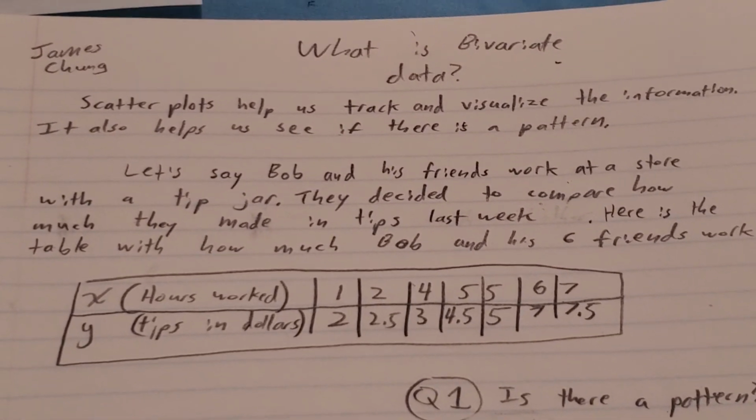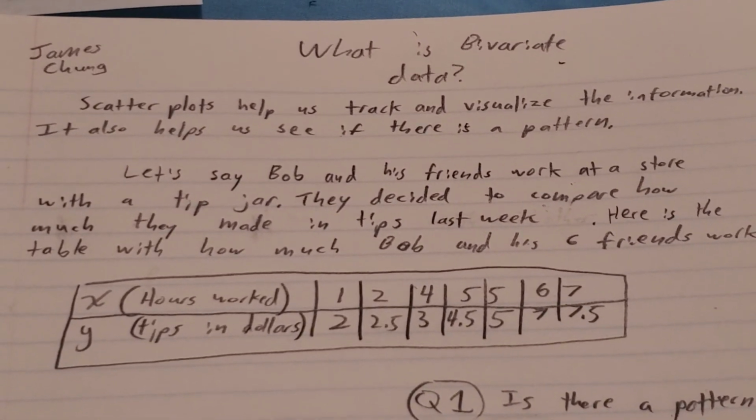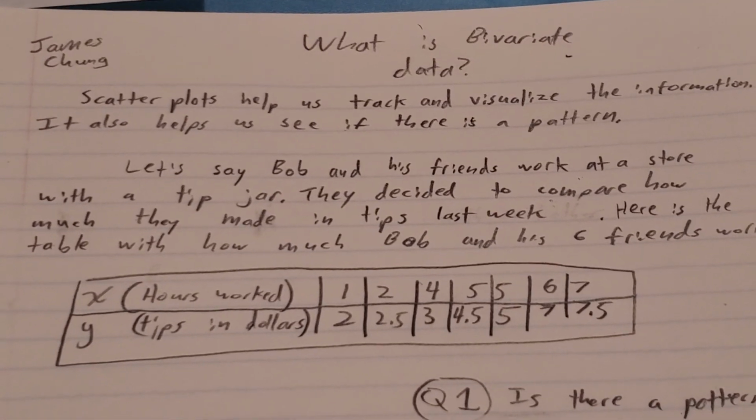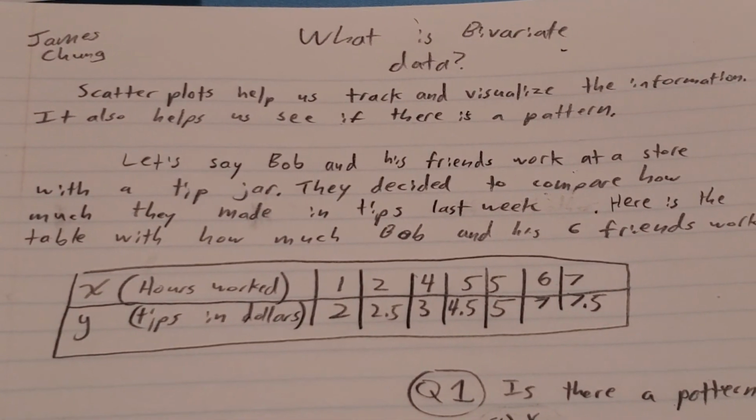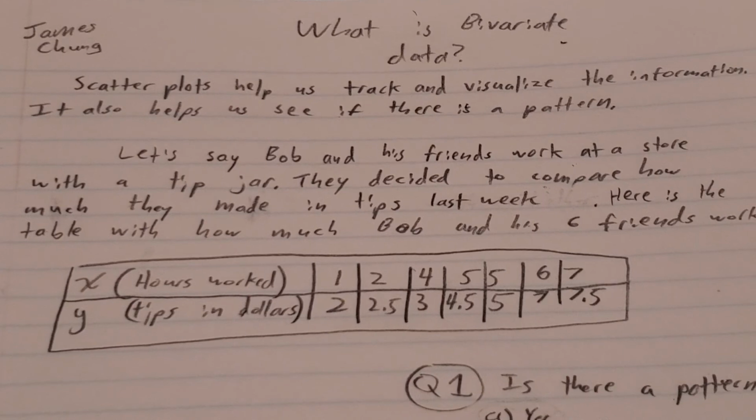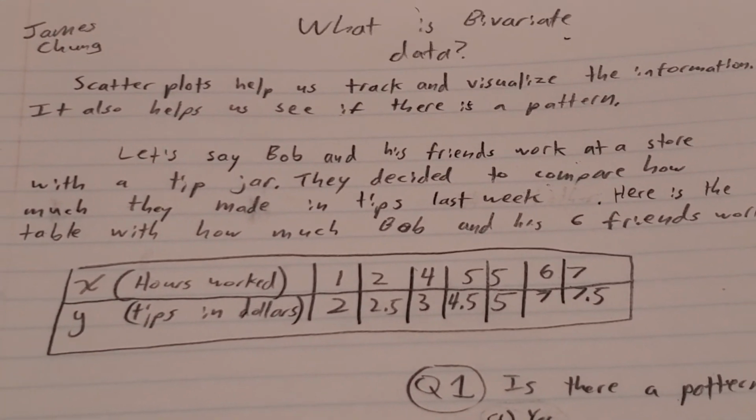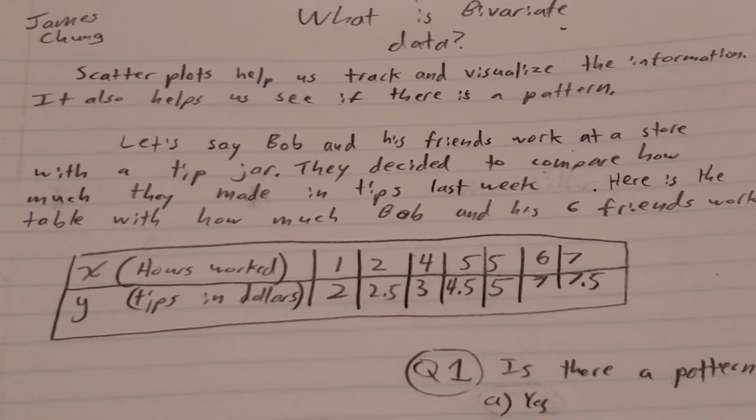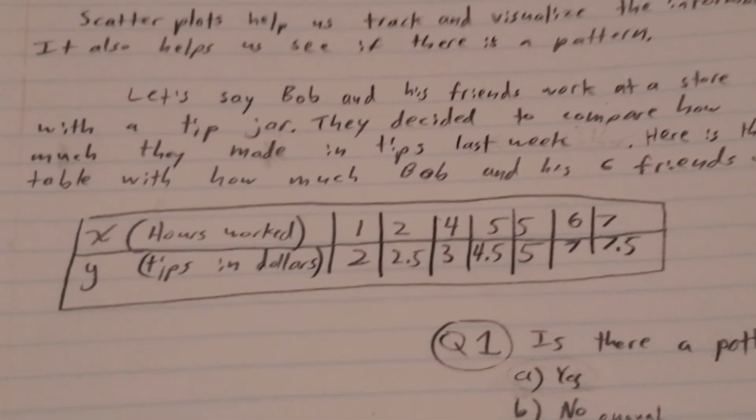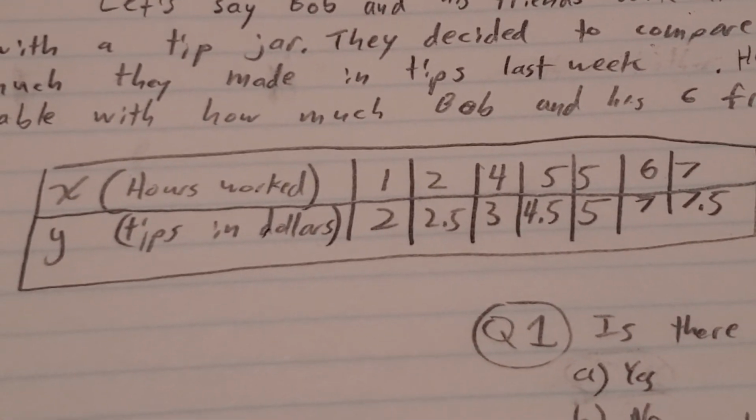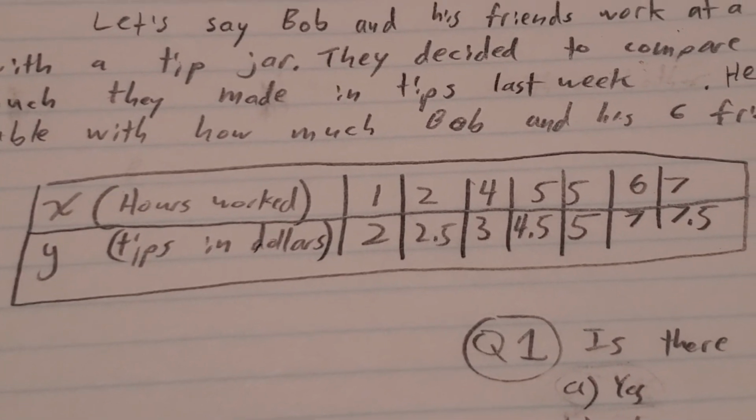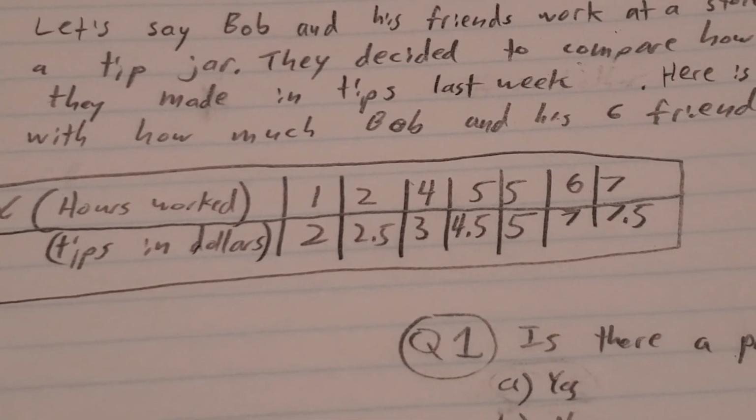Scatterplots help us track and visualize the information. It also helps us see if there is a pattern. Let's say Bob and his friends work at a store with a tip jar. They decided to compare how much they made in tips last week. Here's a table with how much Bob and his 6 friends made. So you can see the X is the hours worked and Y is tips in dollars.